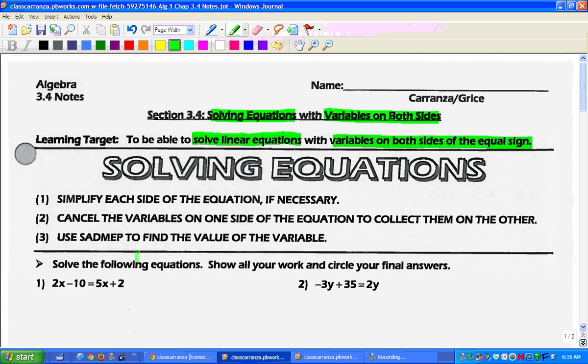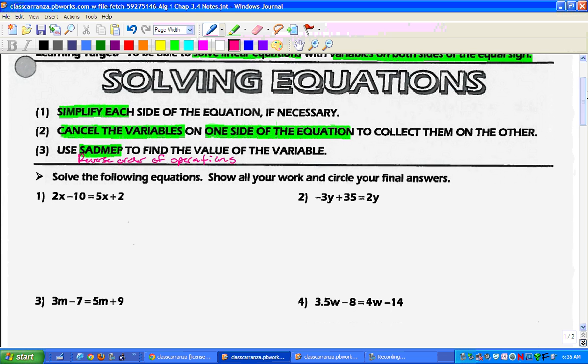So, when we are solving equations, the steps that we need to take are to make sure to simplify each side of the equation, cancel the variables on one side of the equation, and then use SADMAP to find the value of the variable. And remember that SADMAP is the reverse order of operations.